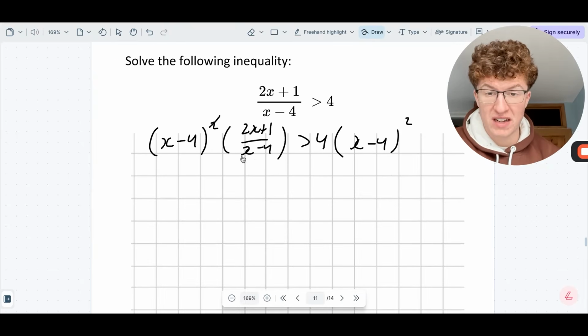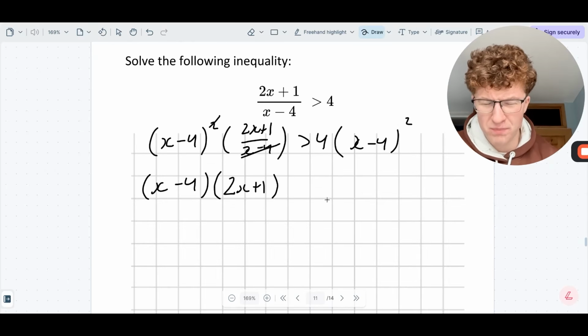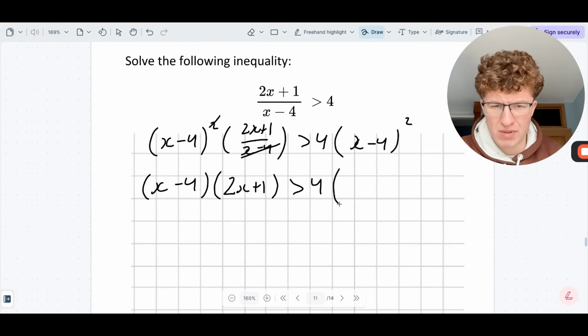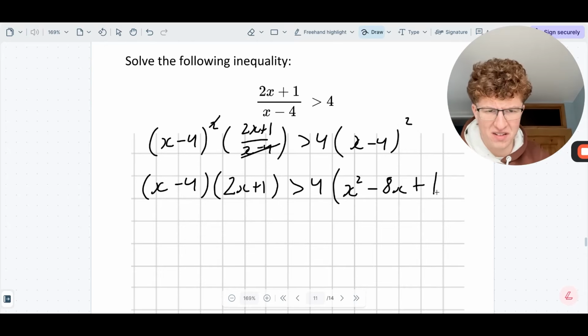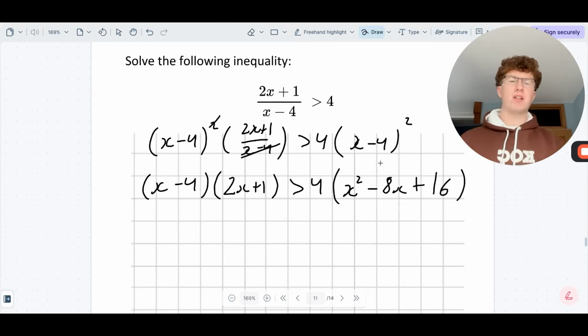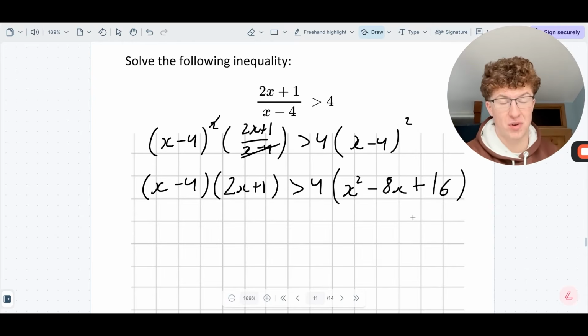Now, one of these is going to cancel with the denominator. So we're going to have x minus 4 times 2x plus 1 is greater than 4 times, and now I'm going to square this really quickly, x squared minus 8x plus 16. You should multiply this bracket out always, but just for the sake of time, that's the answer to it.